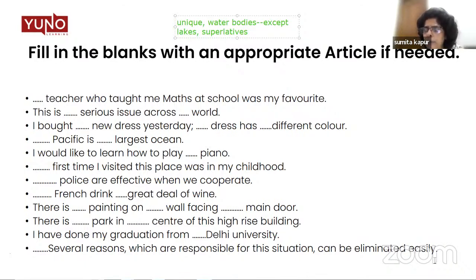And why the piano? For one simple reason. All musical instruments are prefixed with "the". Like I play the piano, but my brother plays the guitar. Okay, so that is the simple reason that all musical instruments get prefixed with "the". So that is the reason that we say the piano, right?